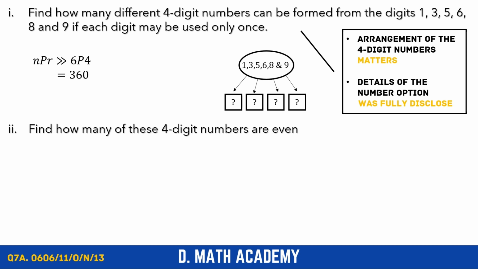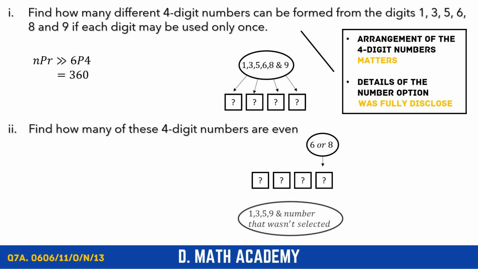As for the next question, find out how many of these 4-digit numbers are even. The same thing is applied here. It's also an nPr question. However, only when 6 or 8 is selected as the last digit do these 4-digit numbers qualify as even numbers. So there's a preset restriction on the last digit. So I put that as 2P1, assuming that one of them is selected.